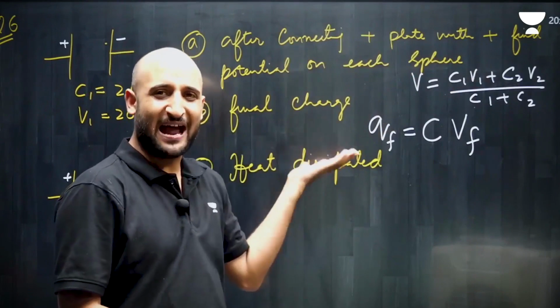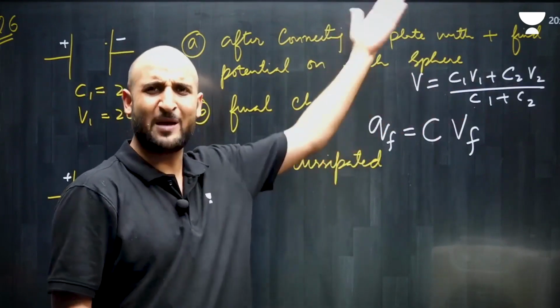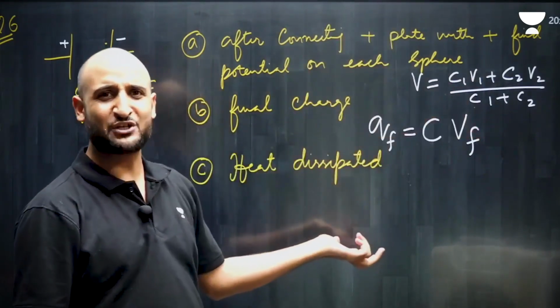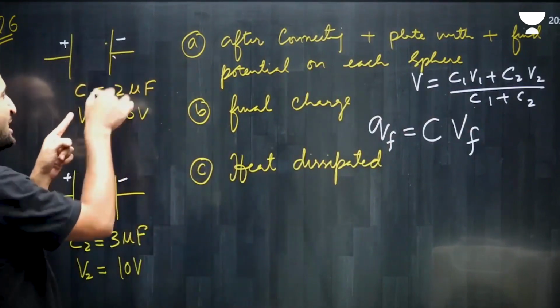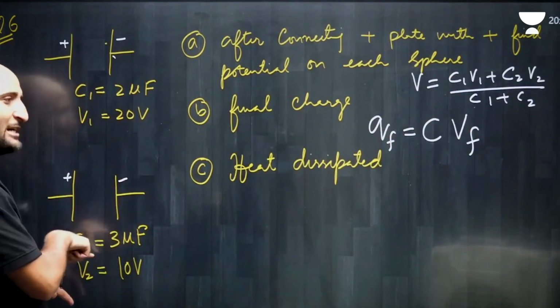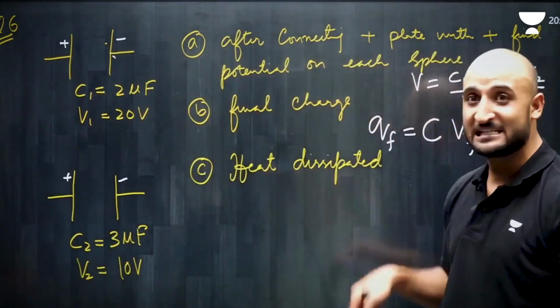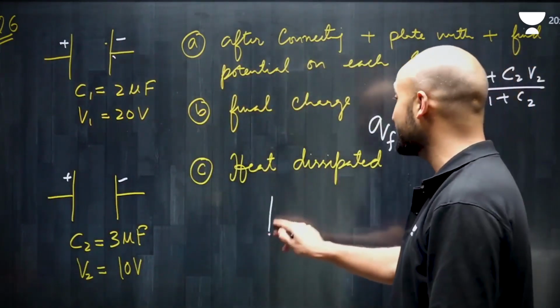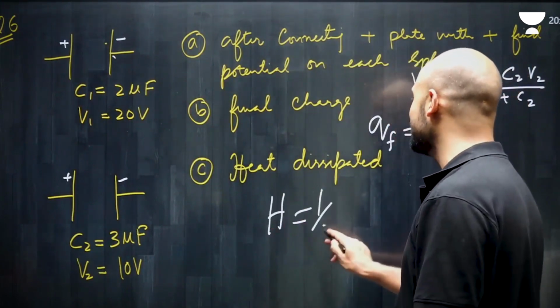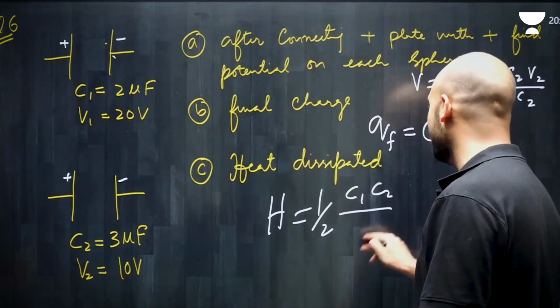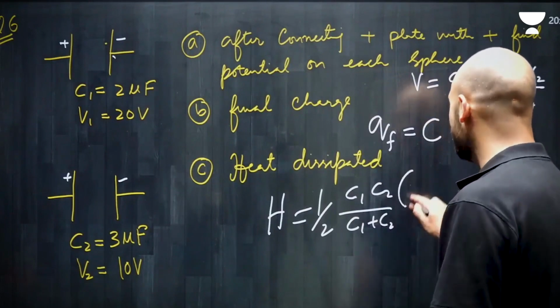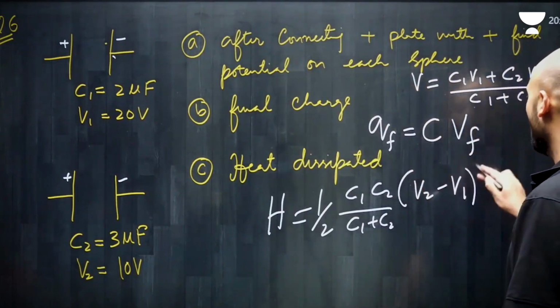You are going to get the final or common potential. So the final charge will be the common potential into its capacitance. You will easily get the final charge, and then we have heat dissipated. I already gave you the equation. H is equal to 1 by 2 C1 C2 divided by C1 plus C2 into (V2 minus V1) whole square.